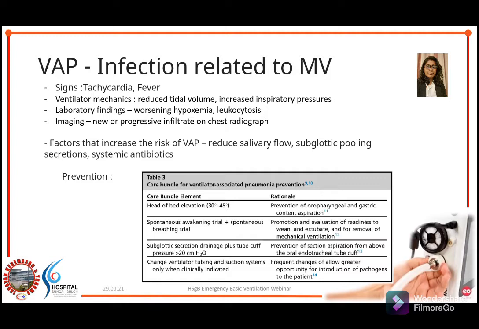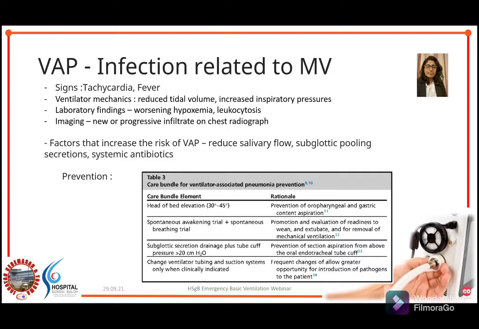Spontaneous breathing trial or spontaneous awakening trial is another element that prevents VAP, whereby, as we know, sedation is used to ensure that our patients are comfortable during intubation. When sedation is reduced, you have to evaluate if your patient is ready to be weaned or extubated. If they can tolerate extubation, then you extubate this patient. So you reduce their number of days on mechanical ventilation, and this therefore reduces the risk of getting VAP.